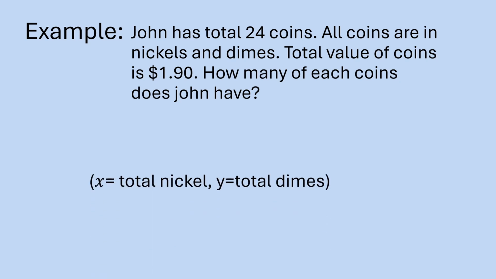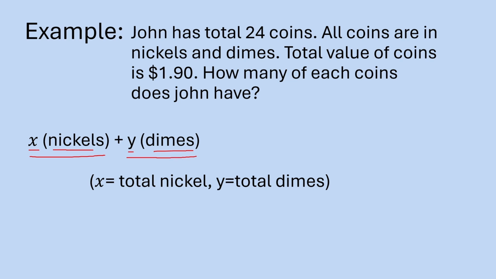Here suppose x is equal to total nickels, y is equal to total dimes. So first we will make an equation. X multiplied with nickels, which means 5 cents. X is total nickels, so this multiplication provides the value of total nickels. In the same way, here y multiplied with dimes. Dimes means 10 cents. This multiplication indicates the total value of dimes.